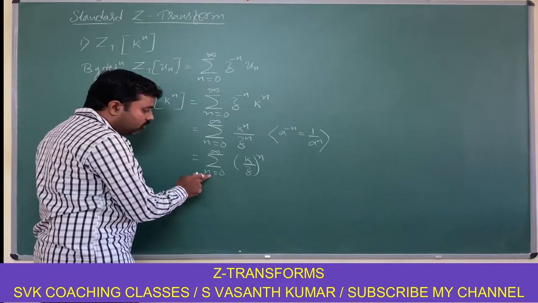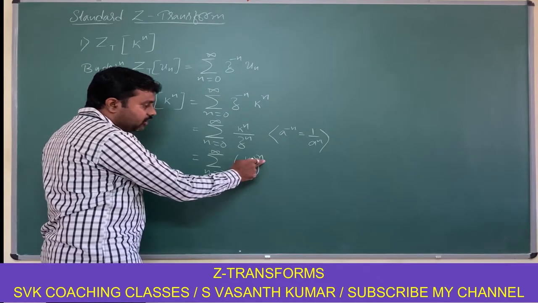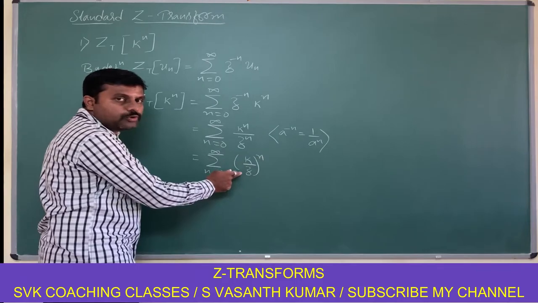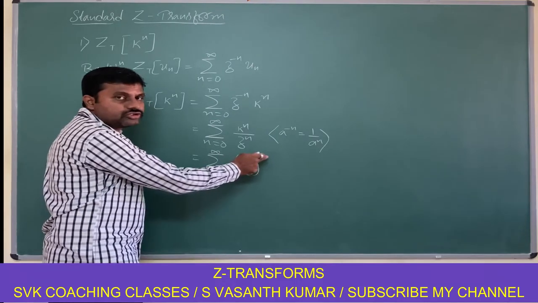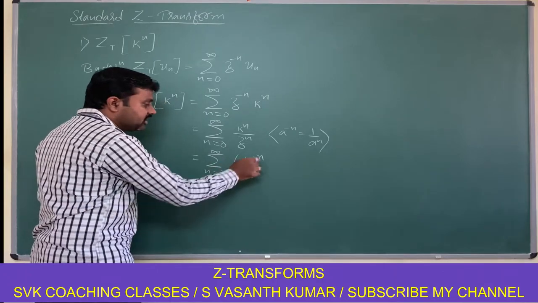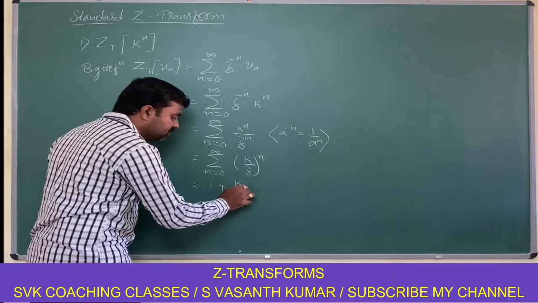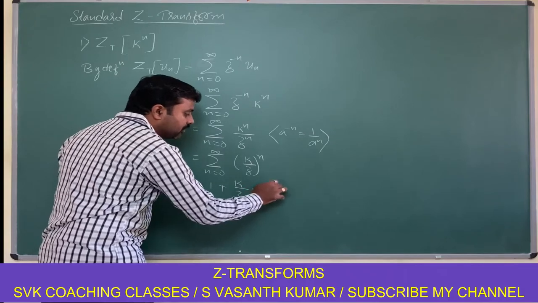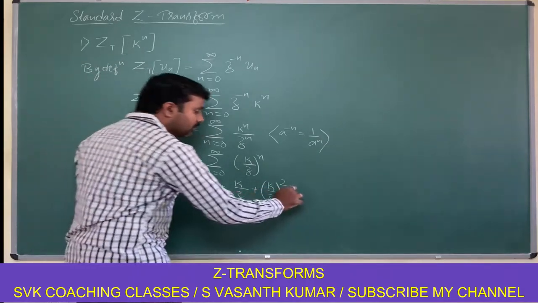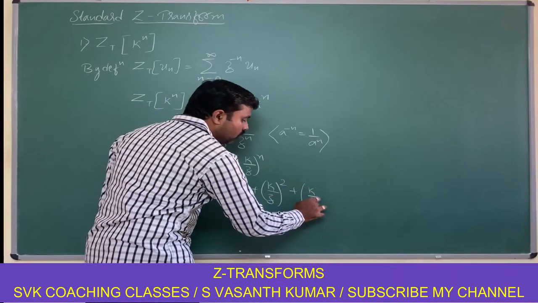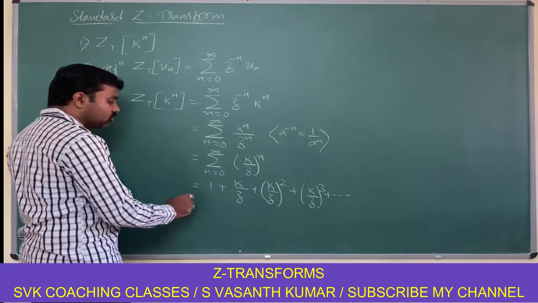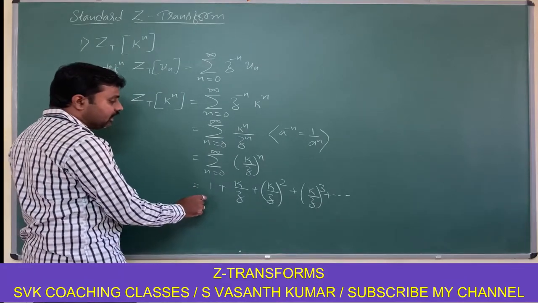Now give the values of n here. So you are going to get k by z whole power 0. Any real value raised to power 0 is what? 1. Plus k by z whole power 1 is k by z. Plus k by z whole power 2 is whole square. Plus k by z whole cube. Plus etc.